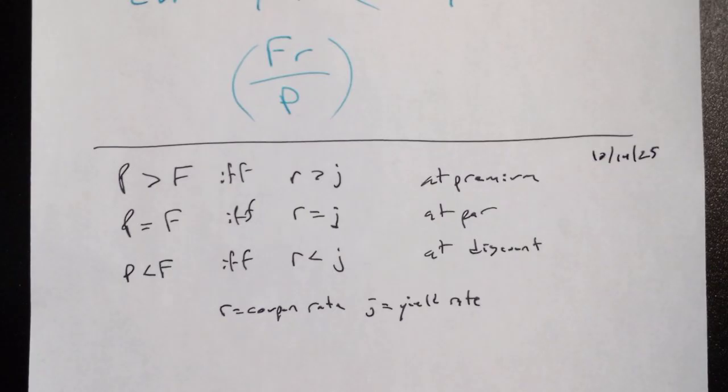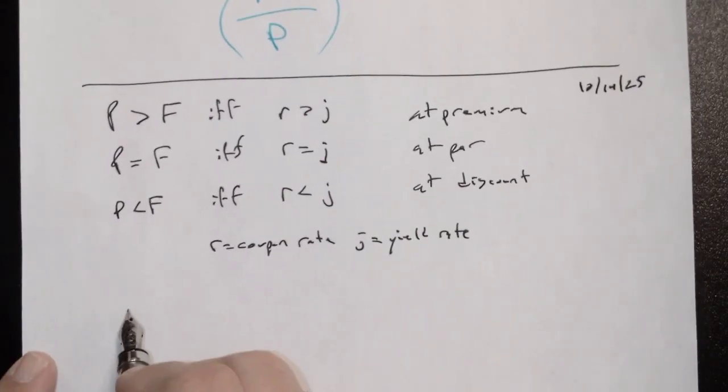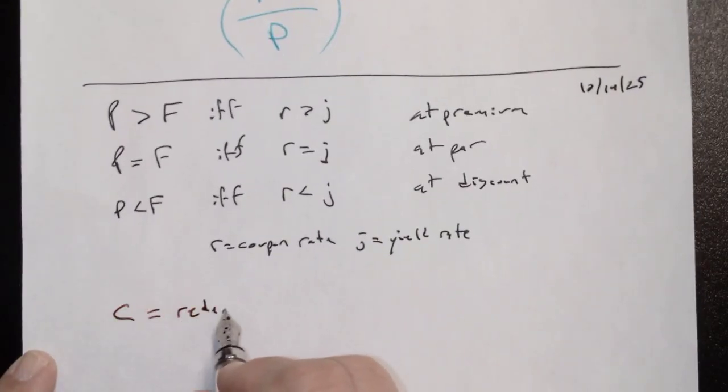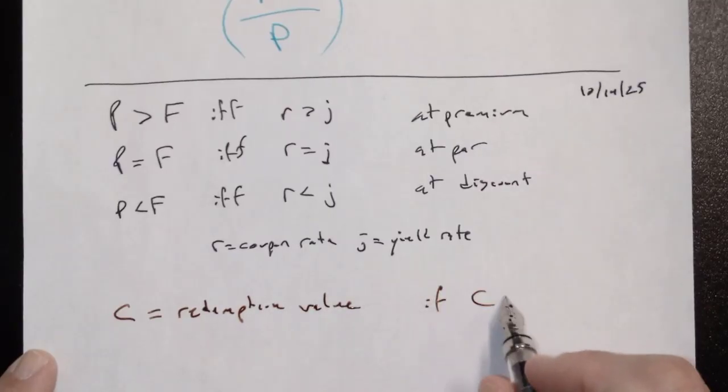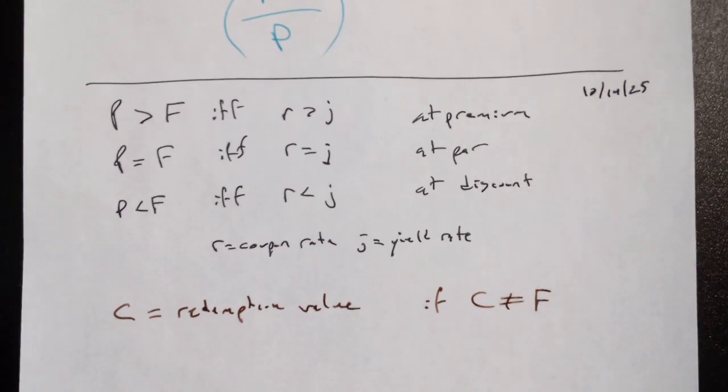So the assumption here is that the redemption amount is the face value of the bond. That's not always the case. Sometimes the face value and the redemption amount are different. We call our redemption amount C. If that's different than the face value, then I can adjust the formula we were using to account for that. I can also think about adjusting the coupon rate.